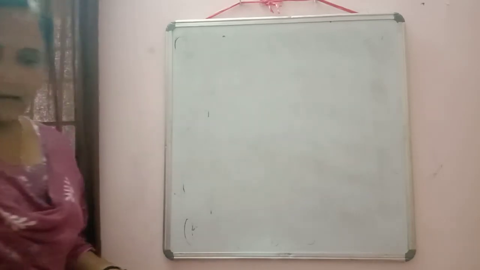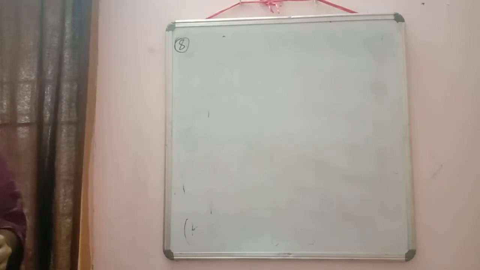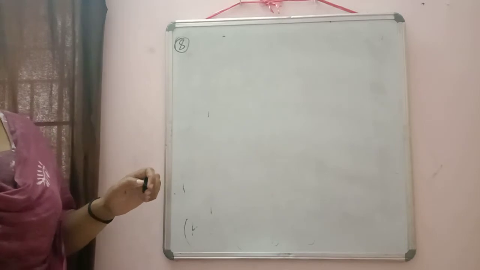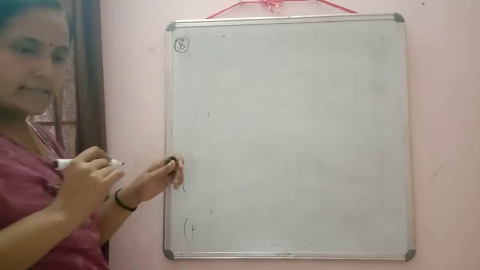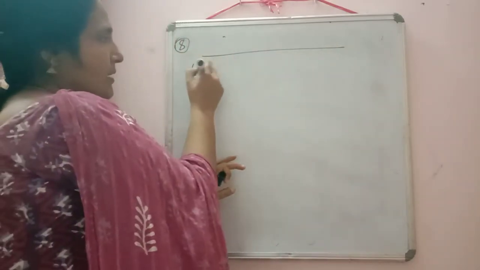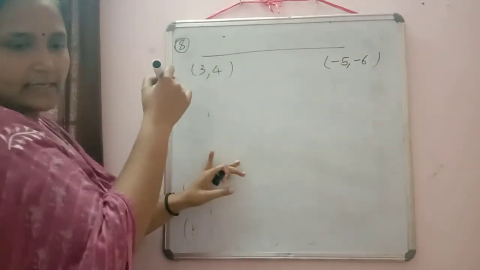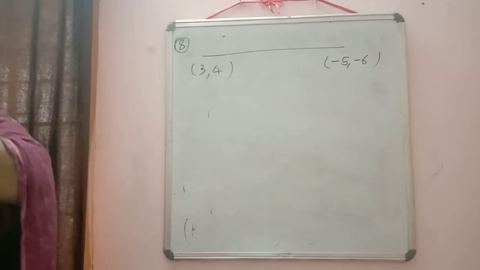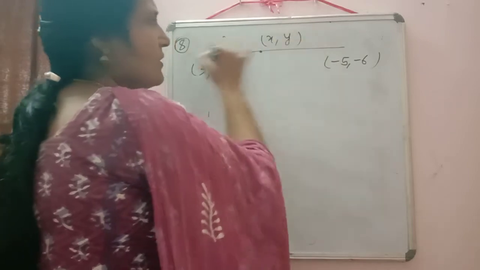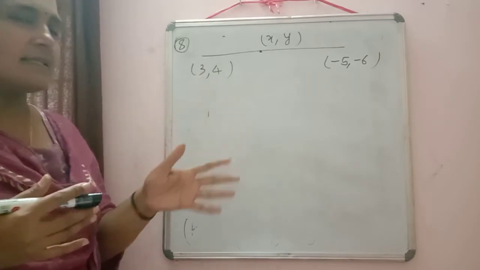Now moving on to the next question, question number 8. Question number 8 is, find the condition that the point x comma y may lie, I am drawing the diagram there, on the line segment joining 3 comma 4 and minus 5 comma minus 6. Somewhere we have the point x comma y on this line segment. Any relation is there with some questions which we discussed earlier and this one?